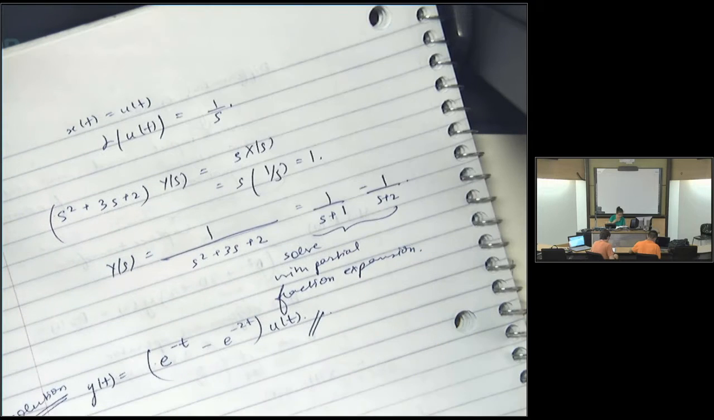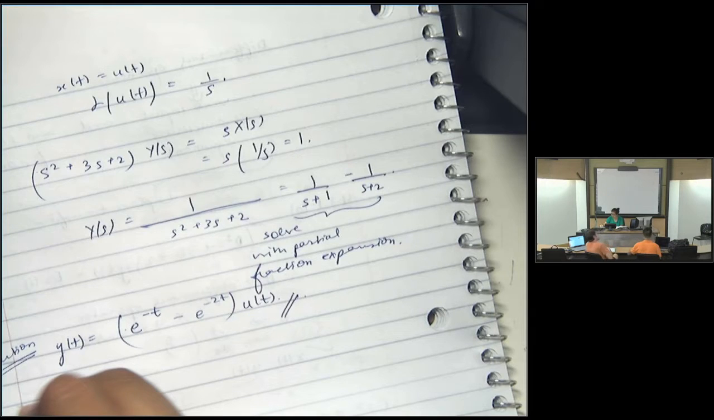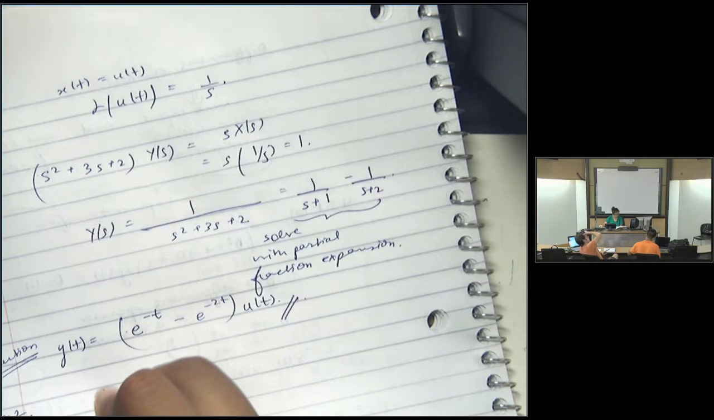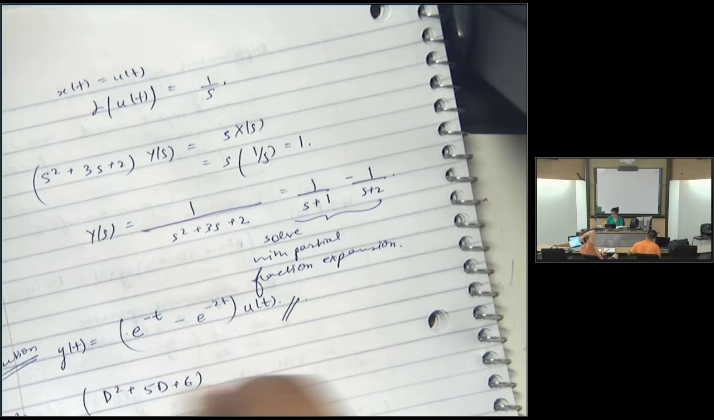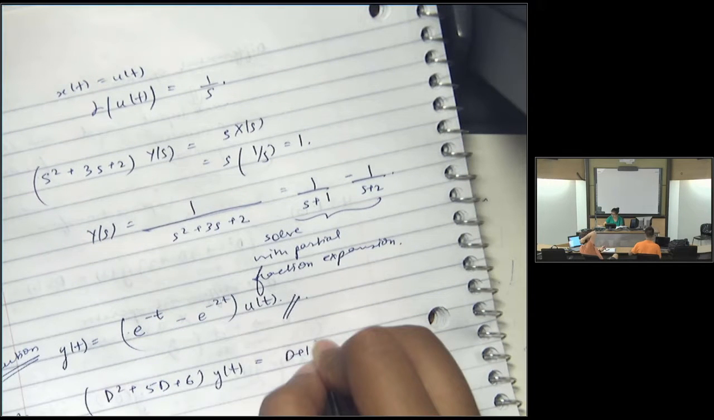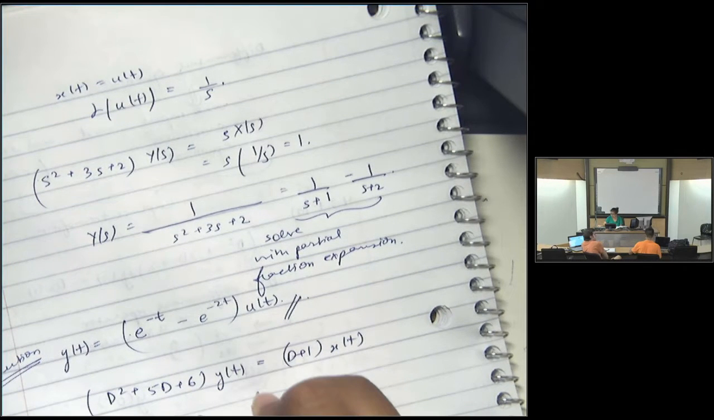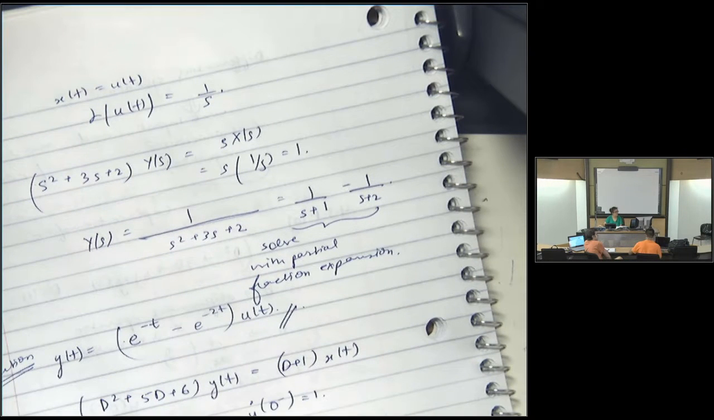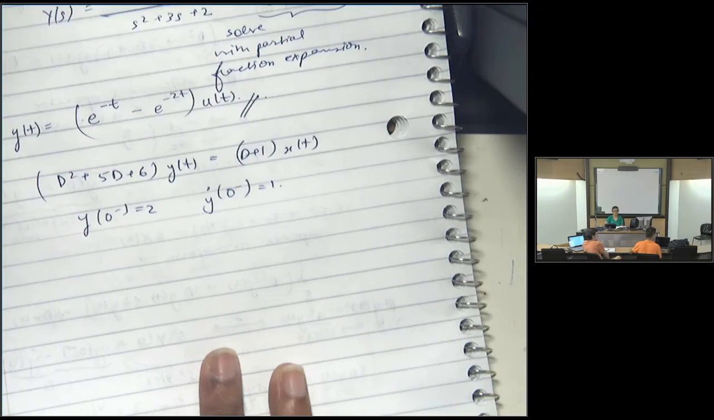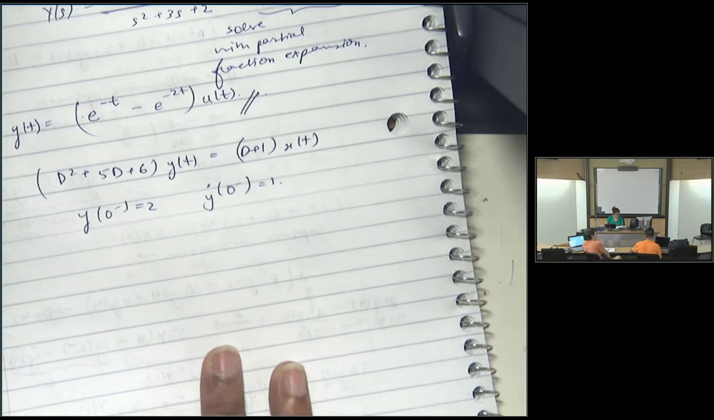Okay. Next, we are going to do another example which has initial conditions. The initial conditions have some value; they're not 0. All right. So, example 2. We have (D square plus 5D plus 6) y(t) equals (D plus 1) x(t). My y(0 minus) is 2 and y dash (0 minus) is 1. So my initial conditions are present. They're not 0.